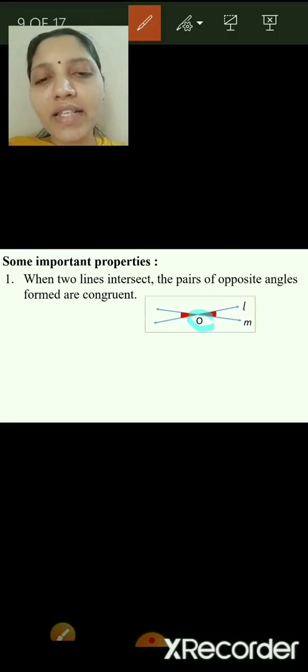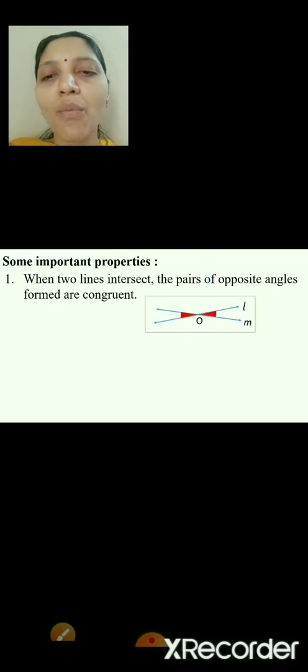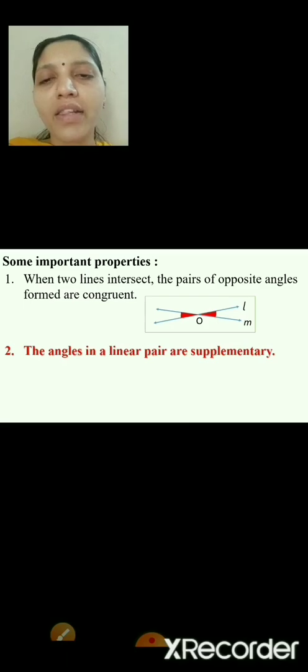That means this angle, let's say angle A and angle B, so angle A and angle B are congruent. If this angle is angle C and this angle is angle D, then angle C and angle D are also congruent. So that is called the first property. When two lines intersect, the pair of opposite angles formed are congruent. The second property says the angles in a linear pair are supplementary.